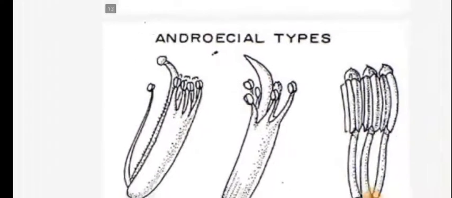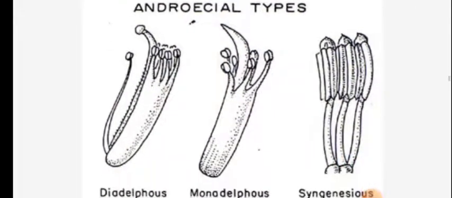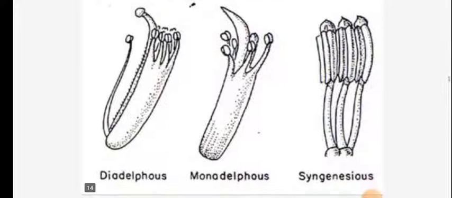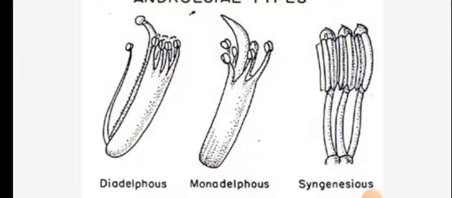Then androecial types are there. Here the diadelphous condition, di means two; these are magnified specifically, one is free, nine are together. Then monadelphous, on the one there is a tube, and on it all the stamens are there. And syngenesious means what? Here observe, filaments are free, anthers are fused. Remember the proper word, syngenesious.